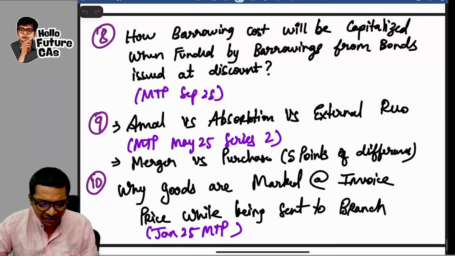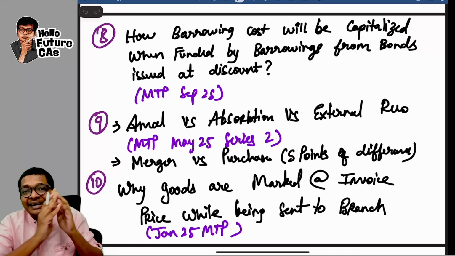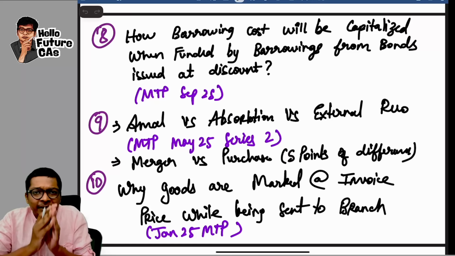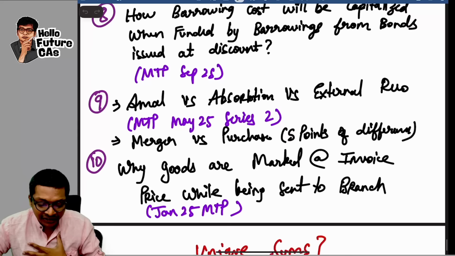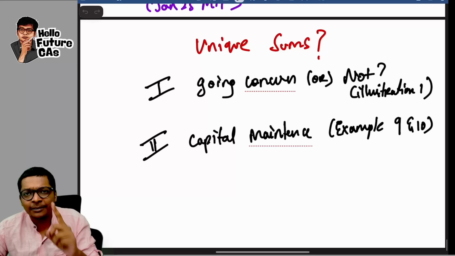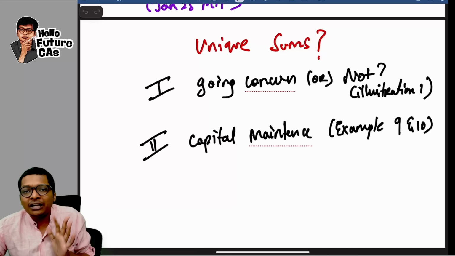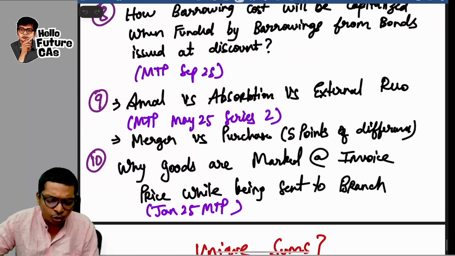Next, the last 3 questions. These 3 questions also were there last time in our list. So again, I'm bringing them over here. Sir, same list, sir? No. Look at the first 3-4 questions. It's different. And again, I'm showing you some unique sums. If theory is not coming, what are these unique sums? Only 2 sums I will show you, guys.